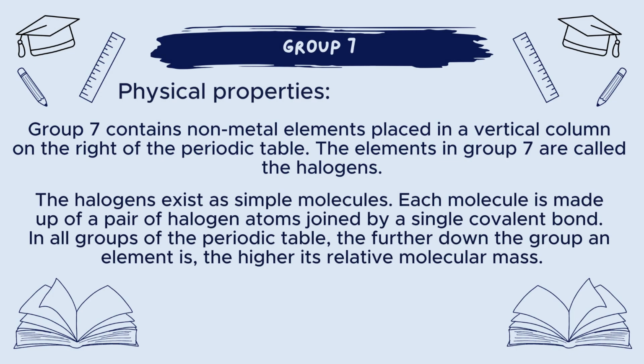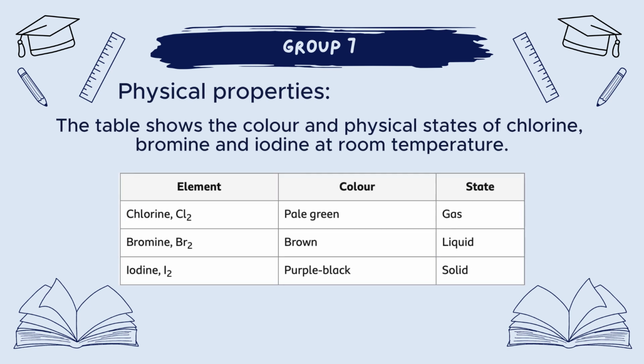Group 7 contains non-metal elements placed in a vertical column on the right of the periodic table. The elements in Group 7 are called the halogens. The halogens exist as simple molecules. Each molecule is made up of a pair of halogen atoms joined by a single covalent bond. In all groups of the periodic table, the further down the group an element is, the higher its relative molecular mass. The table shows the colour and physical states of chlorine, bromine and iodine at room temperature.